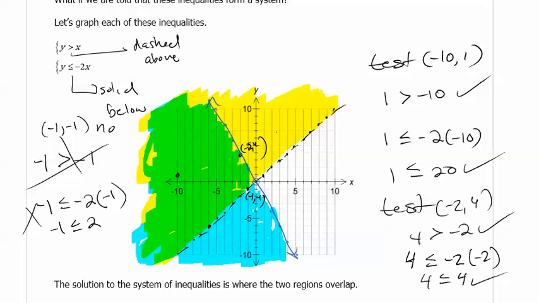Okay, now we know that any point in the yellow would also not be a solution. And then any point in the blue region would not be a solution, and especially in the white, because that wouldn't satisfy either inequality. Okay, so the only points that satisfy our inequalities are the points that are in this green region here, and the points that are on the upper boundary but not the lower boundary.